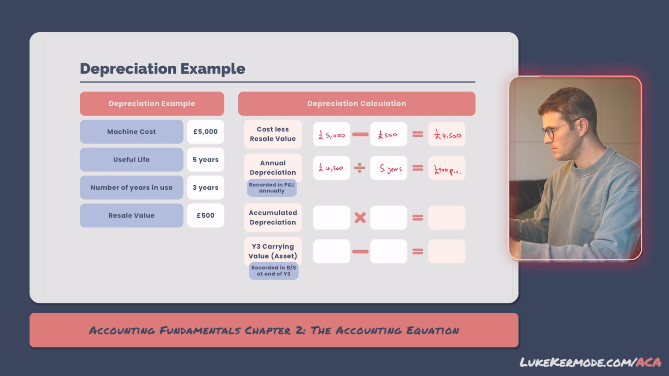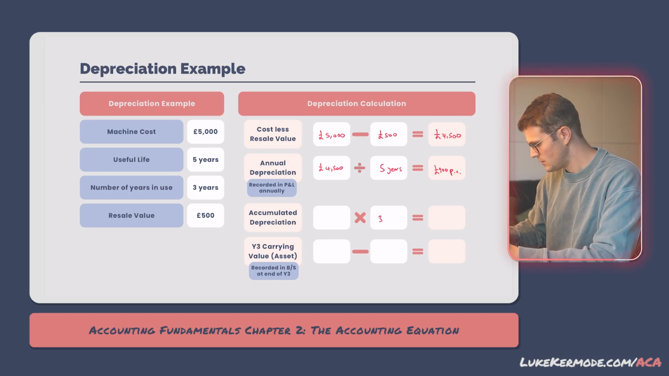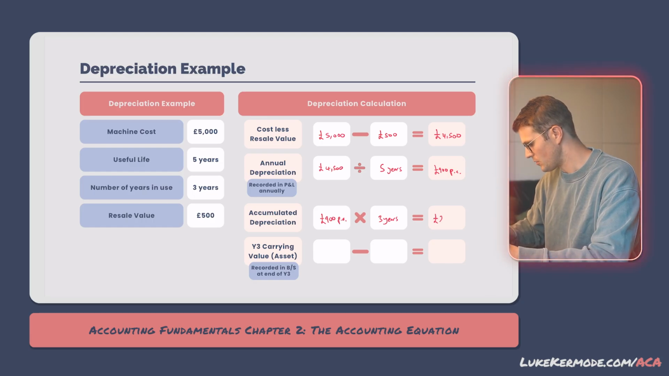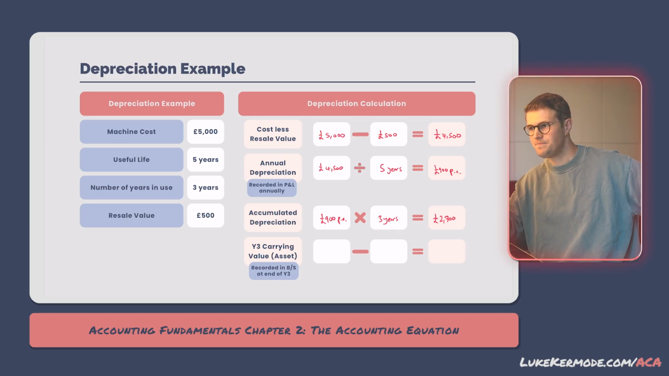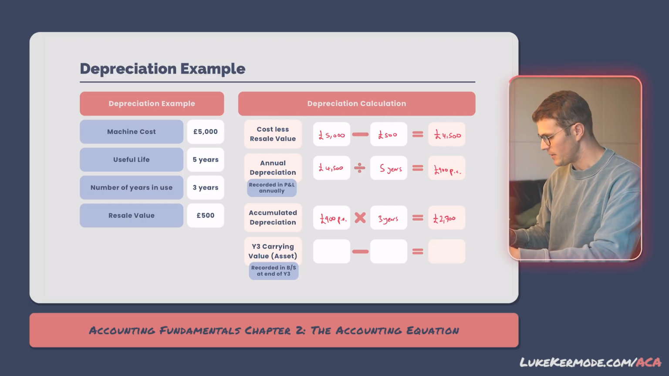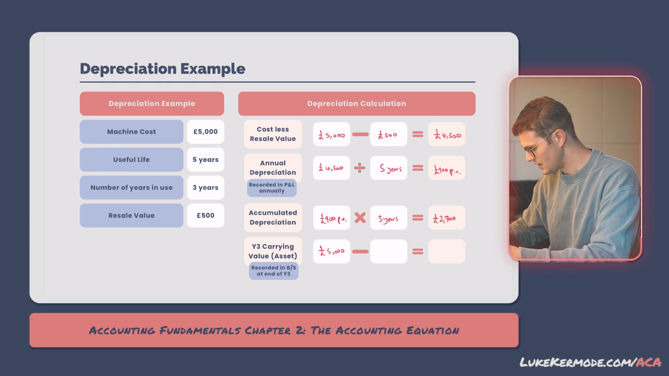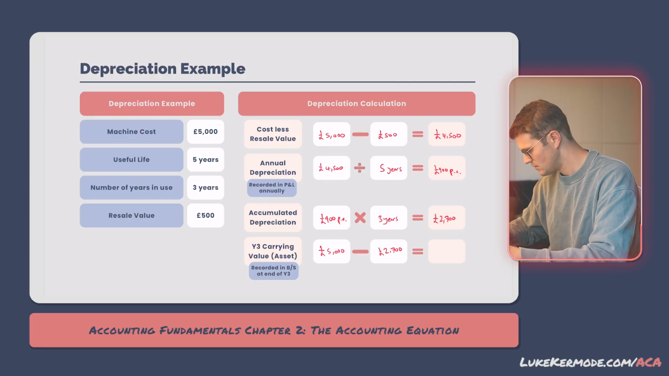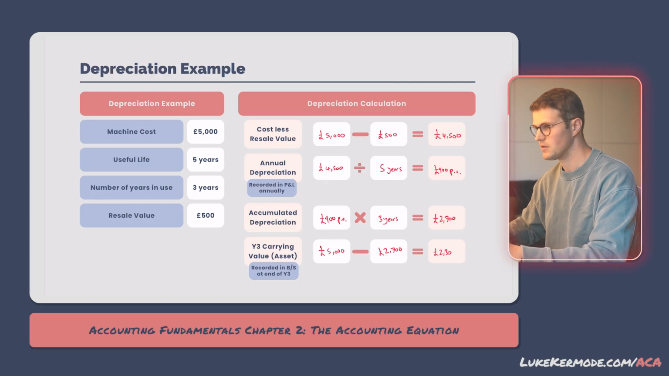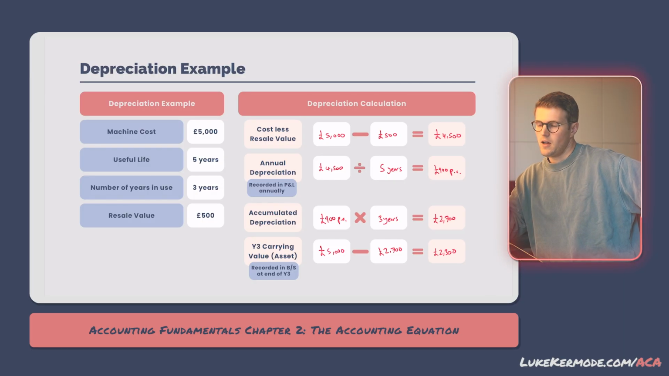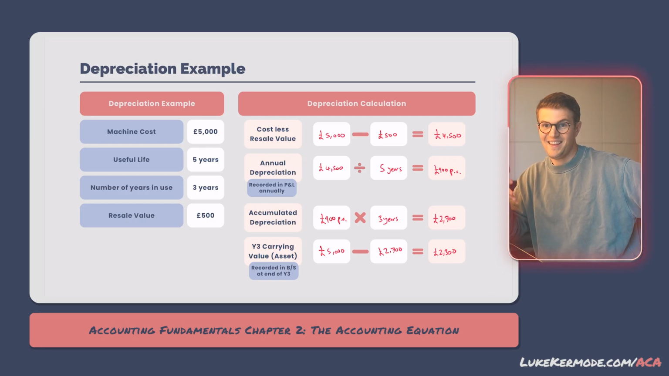After 3 years, the business will have recorded £2,700 worth of accumulated depreciation, which will mean that the carrying amount at the end of the 3rd year is equal to the cost of £5,000 less the accumulated depreciation of £2,700, which will equal £2,300. That's the carrying amount or current book value of the machine at the end of the 3rd year.